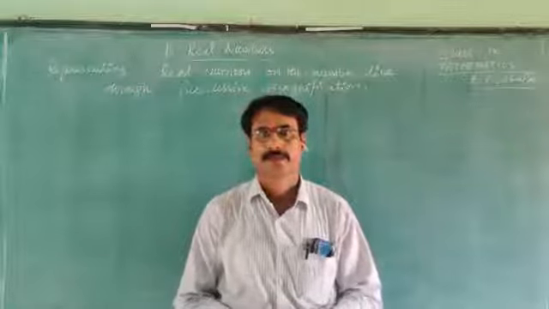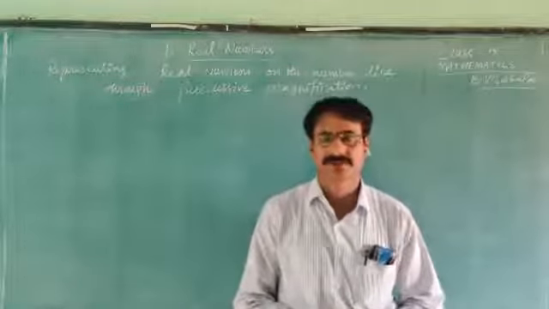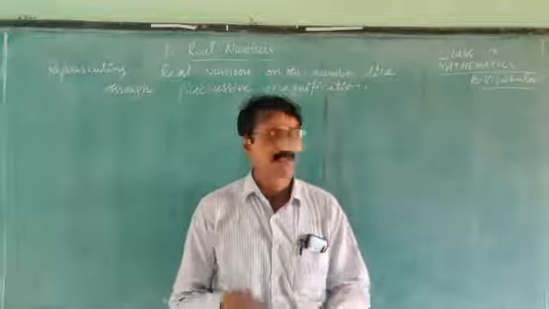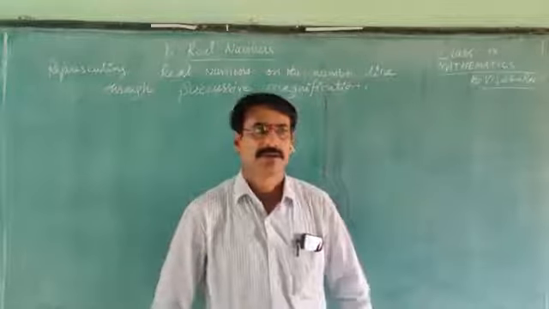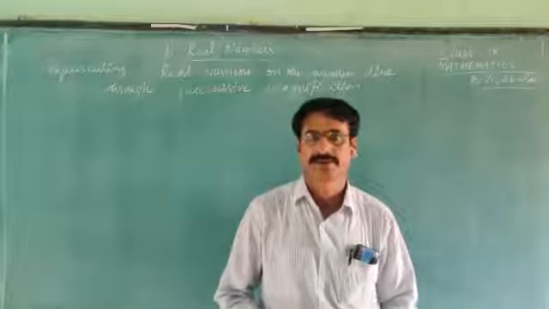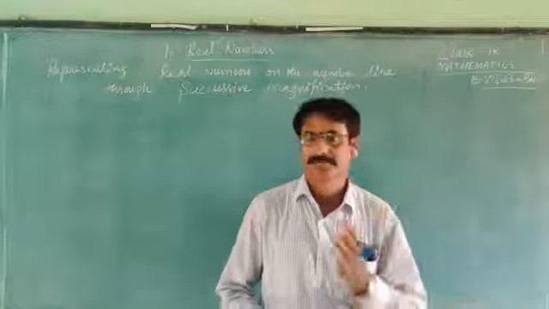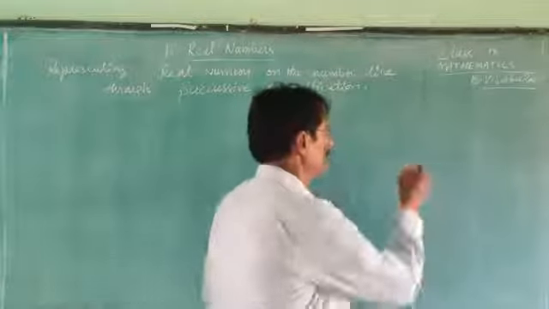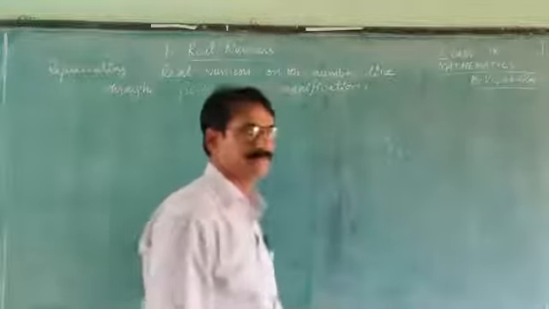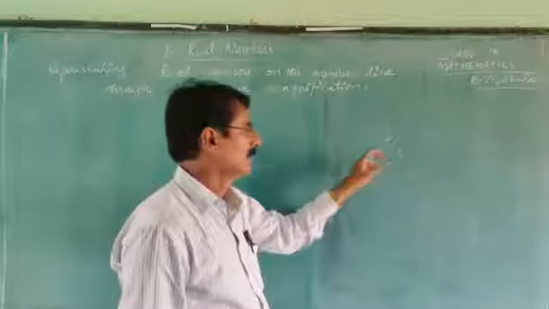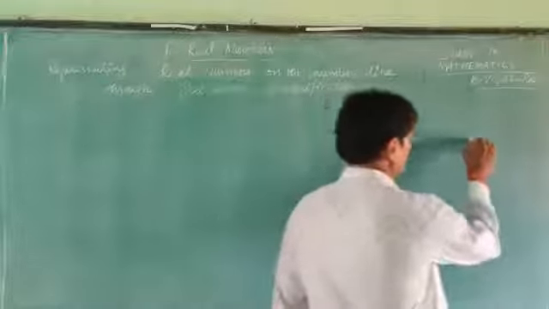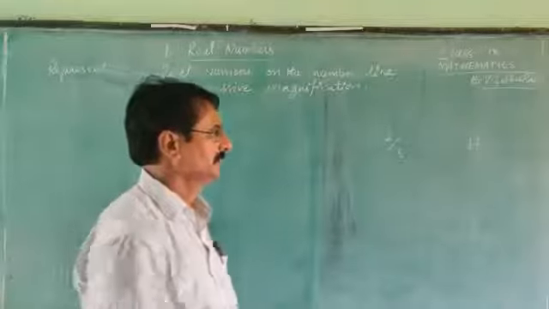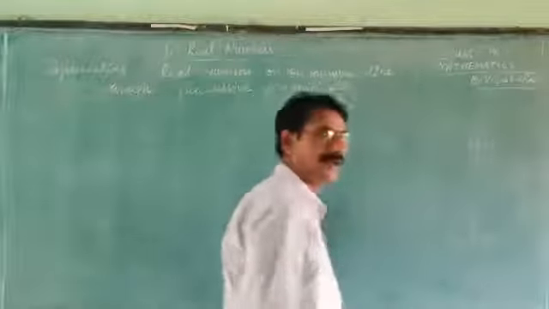Today, we will discuss another topic: locating irrational numbers on the number line. Correct? 2 by 3 is a rational number. How to locate this number on the number line? And this is an irrational number. How to locate this number also on the number line?